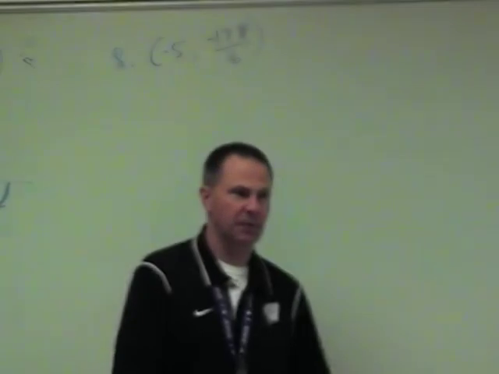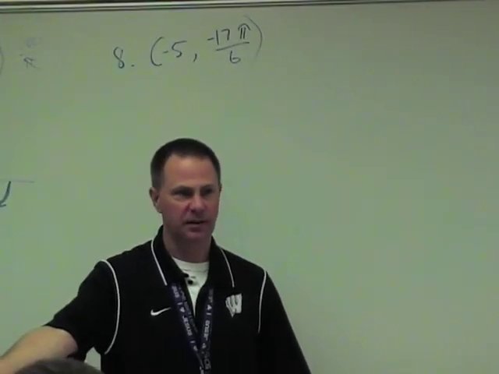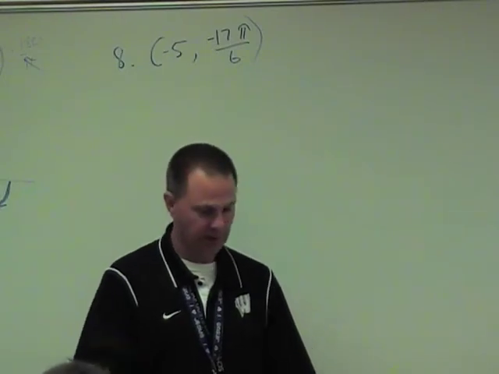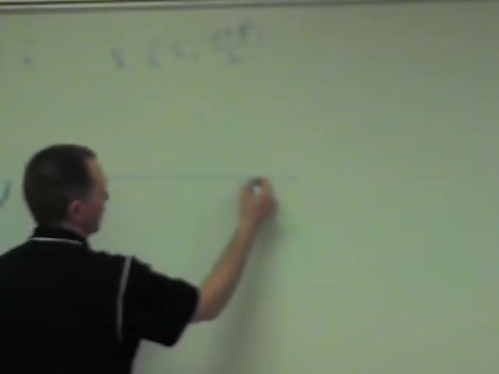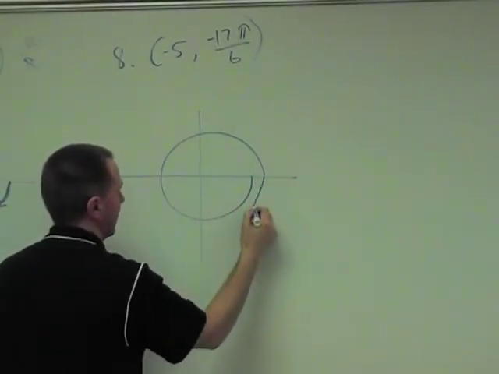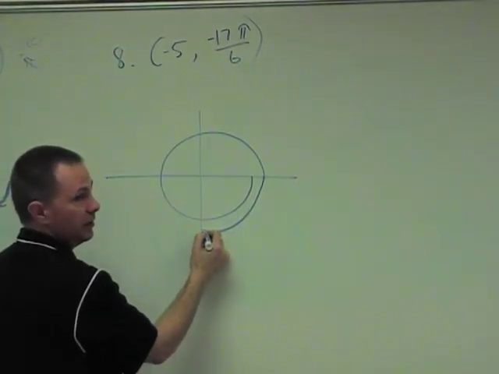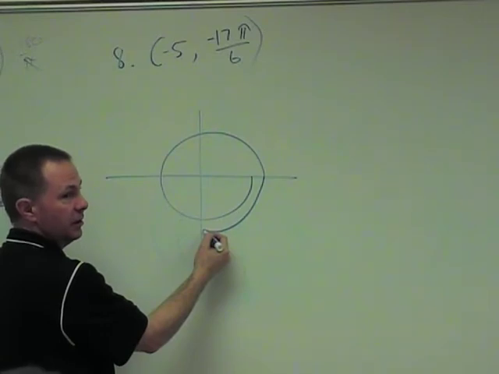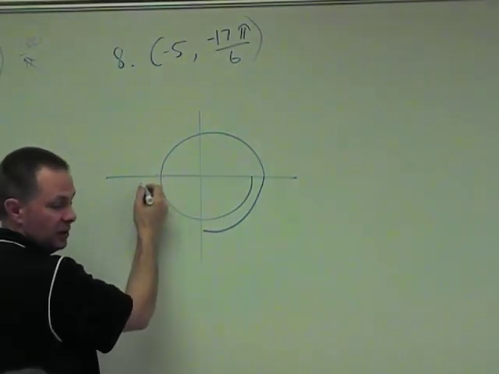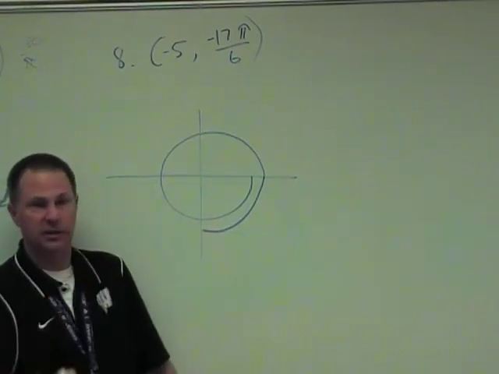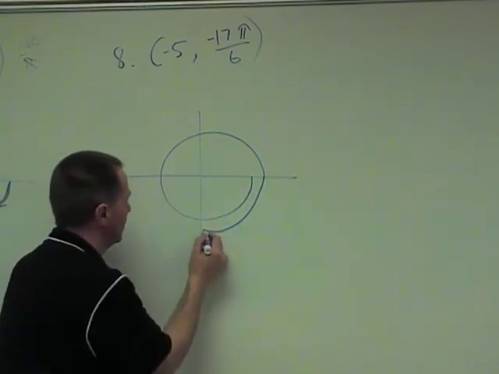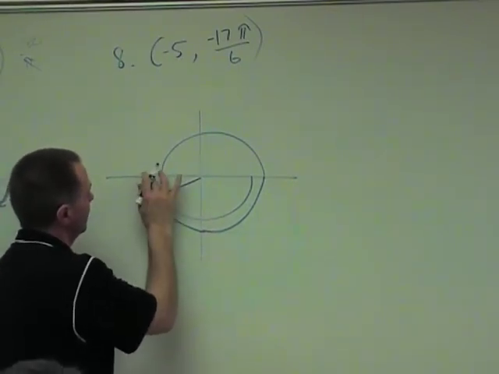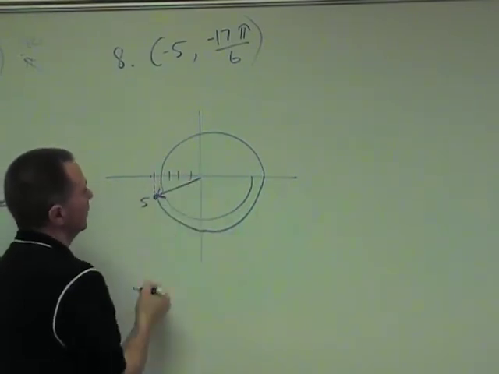17 times 180 divided by 6. Or what is pi over 6, first of all? 30. What's 17 times 30? 510 degrees. So we're going to go all the way around. That's 360. And 90 more is 450. Is another 90 too much? Yeah. Okay, how much more do we need to go from 450 to 510? 60 more degrees. So, right there. And this would be at 5. 1, 2, 3, 4, 5.